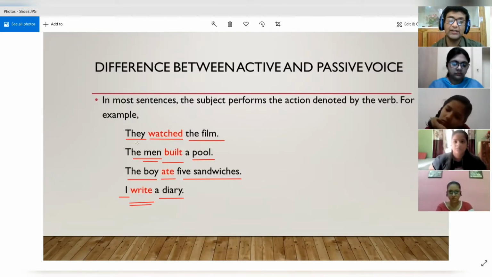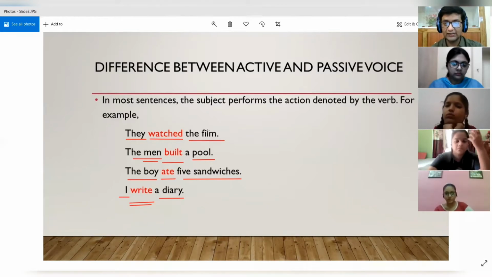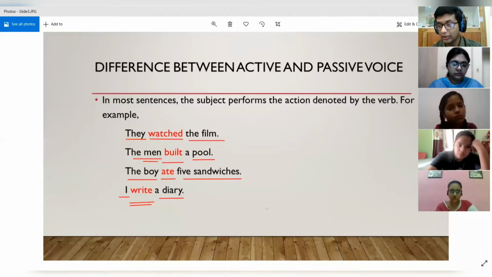So in all these sentences, you can clearly see that the subject present in the sentence is performing or doing something. Yes, performing an action. And the object of the sentence is passive. The object is not doing anything. Instead, something is being done upon the object. Film is being watched. Pool is being built. Yes, sandwiches are being eaten. So in all these cases, the subject is doing something and the object is being acted upon. So in all these cases, the sentence is said to be in the active voice.